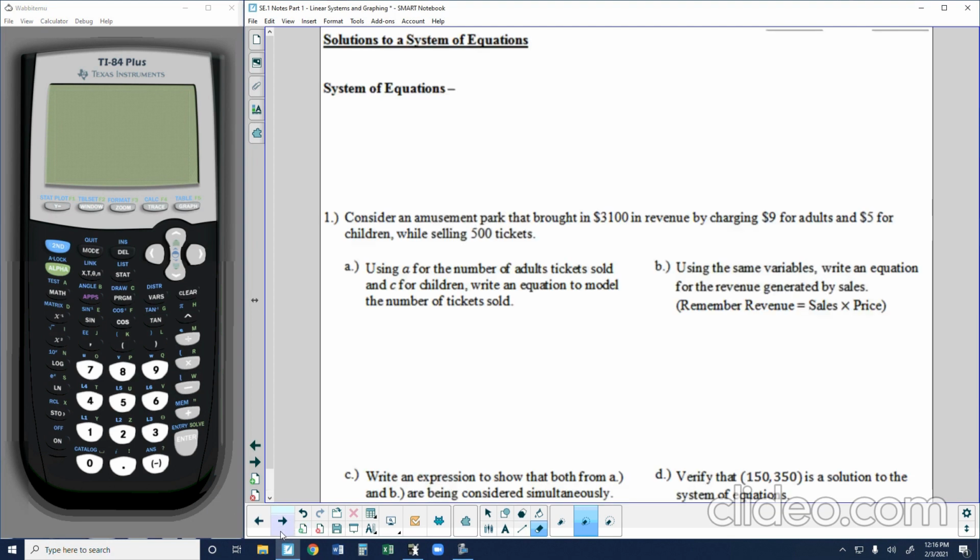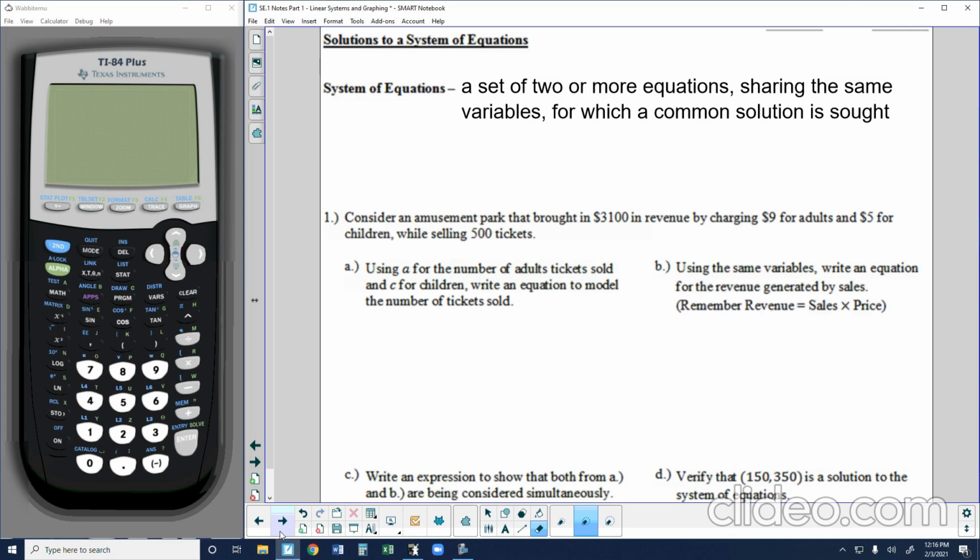Systems of equations you may be familiar with from Algebra 1, but let's start with a definition. A system of equations is a set of two or potentially more equations that share common variables, where you're trying to find a solution that works for both, or all three, or all four equations. So you're looking for one solution that satisfies all equations in the system.